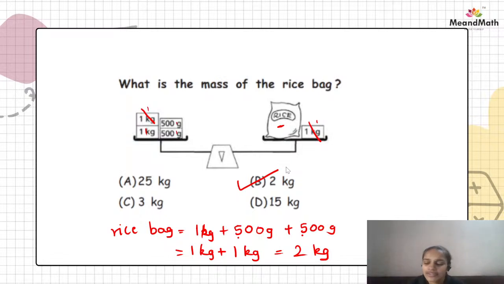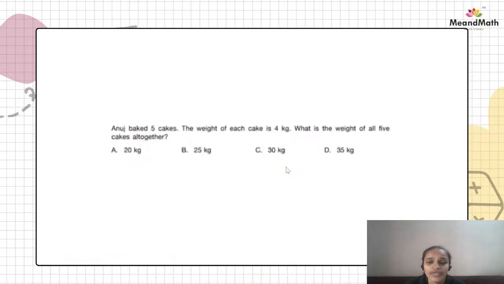Okay, come on, let's see what's the next question over here. It says Anuj baked 5 cakes. The weight of each cake is 4 kg. And what is the weight of all the 5 cakes together? Anuj has 5 cakes, he had made 5 cakes. One cake's weight is 4 kg. So what is the weight of all the 5 cakes? Which is very simple. 1 cake is 4 kg. 5 cakes equal to how much?